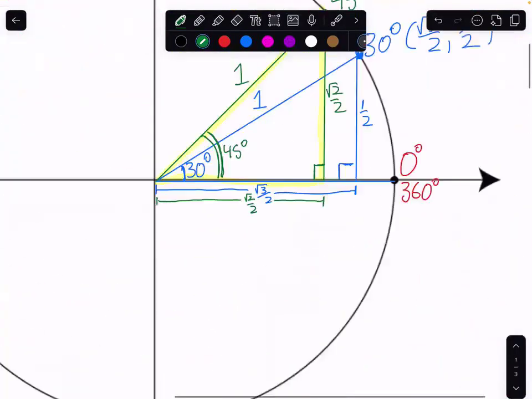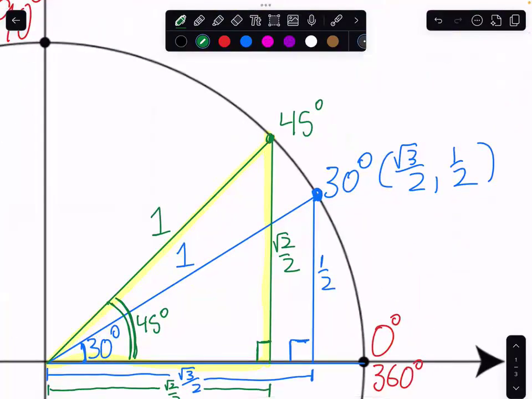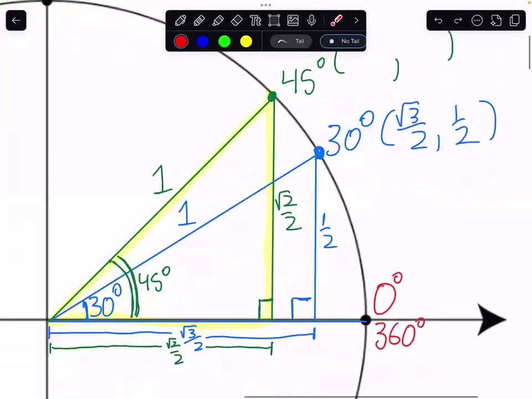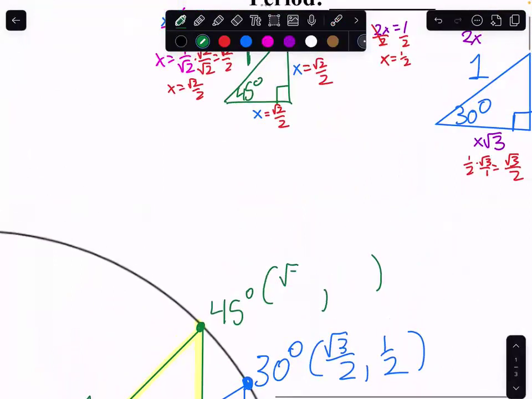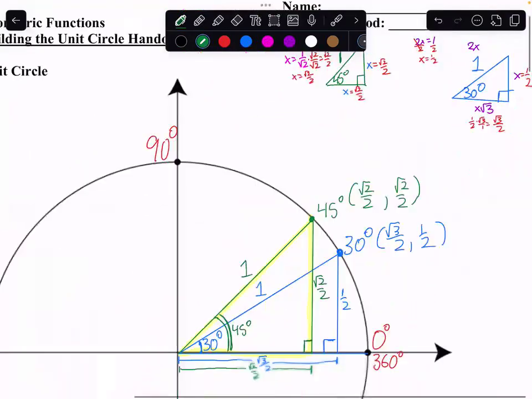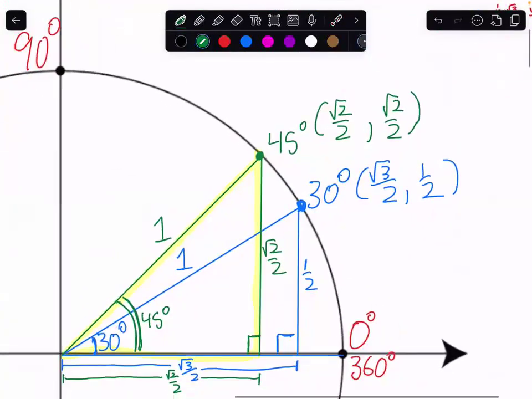Okay. And just as we did before, let's go ahead and figure out the coordinates of this point. So the x coordinate, you go radical 2 over 2 to the right, and the y coordinate, you go radical 2 over 2 up. Okay, so 2 key angles done, 1 to go. So again, if you have a third color, you might want to switch. Again, if not, it's fine.